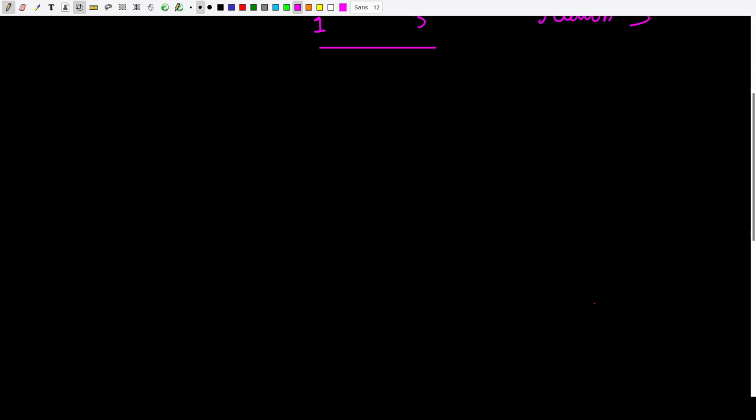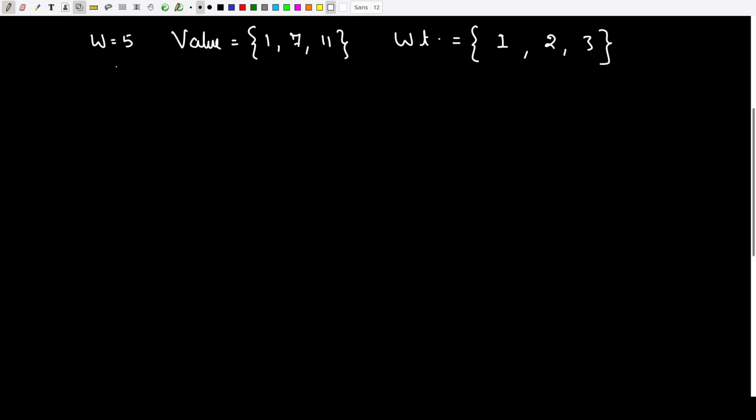Let us take one more example in order to understand this concept. So let us take this example where the knapsack capacity is 5 units and the value and weight are given by this array. So we have a knapsack of capacity 5 and we have an option to pick any of these weights. Since all weights are less than 5, we will be able to serve all these weights. So let us have the transitions as well.